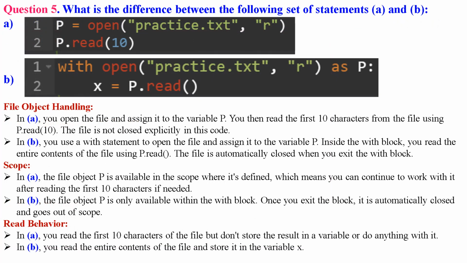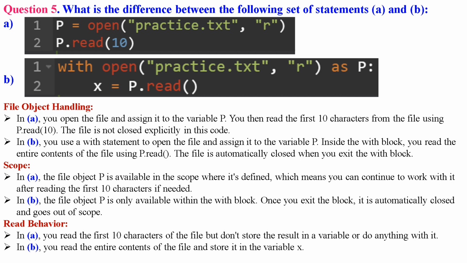Question 5. What is the difference between the following set of statements, A and B? Now look at the code, A. In line 1, p equals open of practice.txt, r. In line 2, p.read of 10. Now, look at the code in B. In line 1, with open of practice.txt, r, as p. In line 2, x equals p.read function.